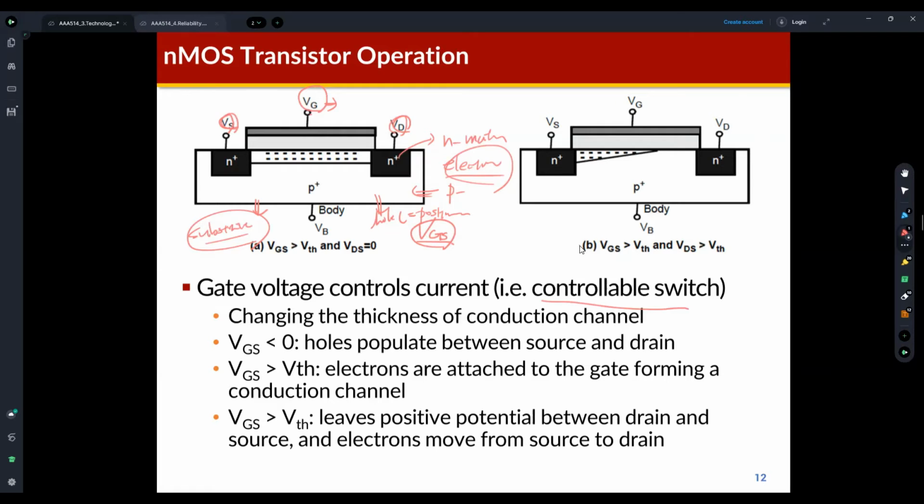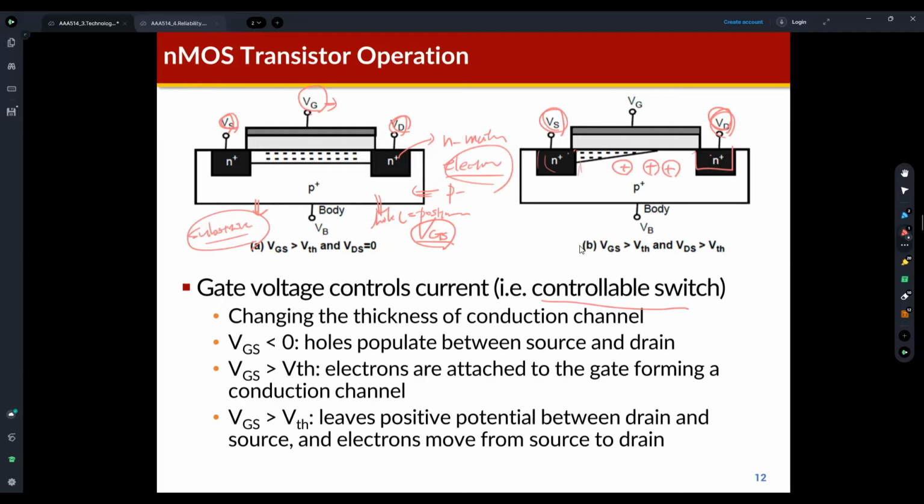So initially this P substrate has more holes, positive charges, and the source and drain parts have more negative charges. So actually the current cannot go through from source to drain. So how can the electric charge go through this channel?